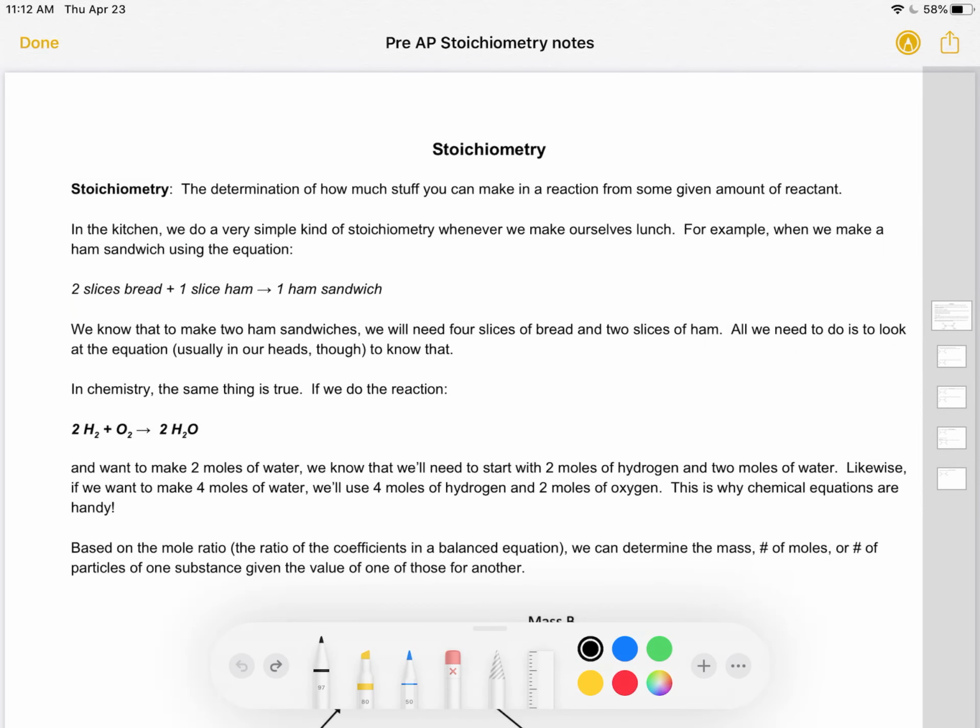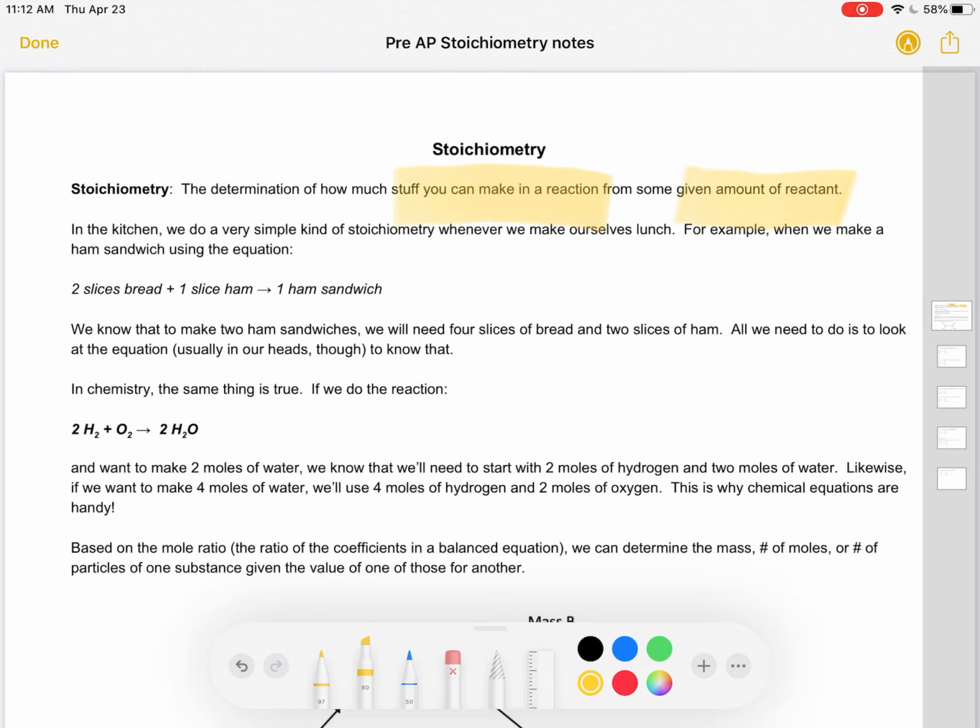In this video, we're going to learn about stoichiometry. So you already have a basic understanding of stoichiometry. That is, you can determine how much stuff you can make in a reaction from some given amount of reactant. So from what you're starting with, if you're given a certain amount, you can determine using stoichiometry how much you can get.